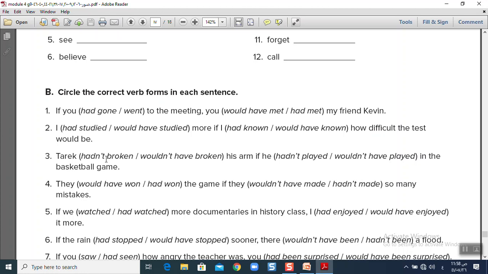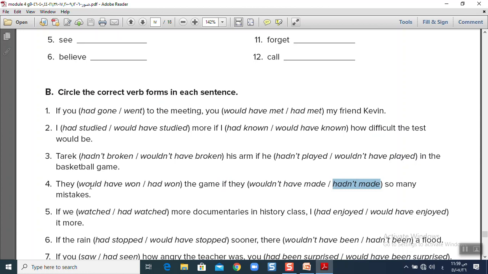The next sentence. Past perfect or would have? Would or wouldn't. Good students. Wouldn't have broken. That's right, of course. Number 4. They would have won, had won. Okay, where is if? That's if. Okay. If is followed by hadn't made or wouldn't have. Yes, past perfect. Right.